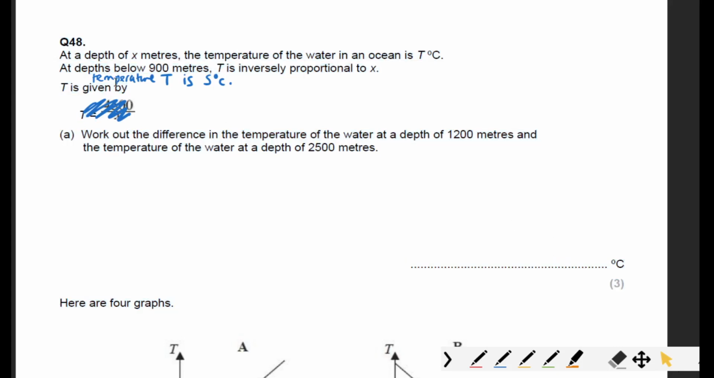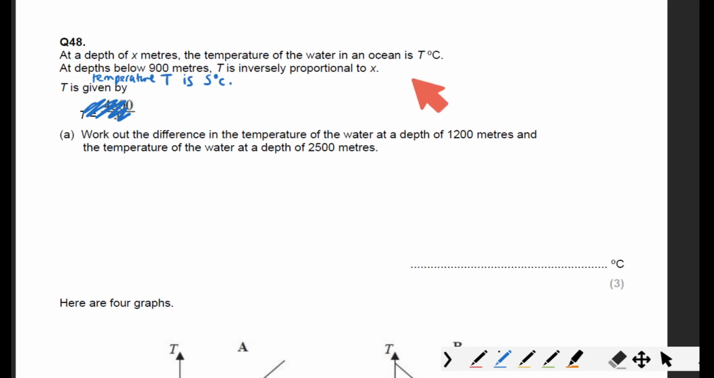Okay, I think the original question to this has been tampered with. It was made too easy. So I've changed it slightly to what I think it must have been. Right, so read the question. It's not too different. At a depth of x meters, the temperature of the water is T.